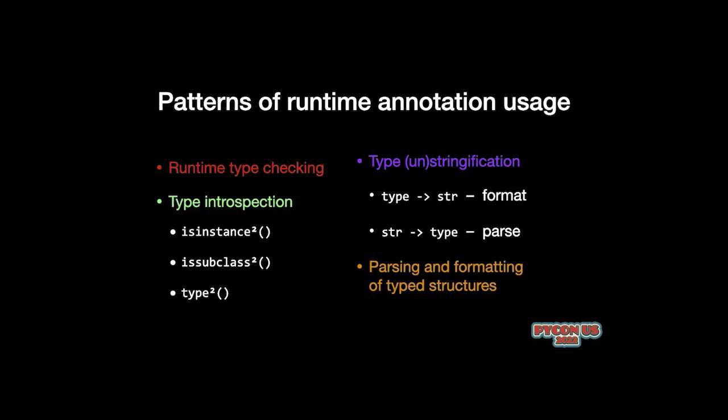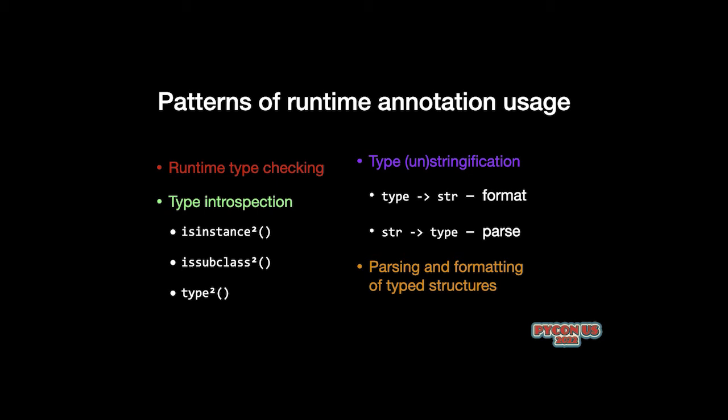Another thing that comes up a lot is related to the stringification or unstringification of type objects. In the case of PEP 563, where type annotations would become strings by default, this becomes something that would have to be dealt with on a more regular basis. You would have types as strings everywhere, not just as a forward reference exception or similar. So there are libraries where, usually as part of their utility functions, they are either stringifying or unstringifying types. And the last area that I want to go over is using types when they're parsing and formatting typed structures.